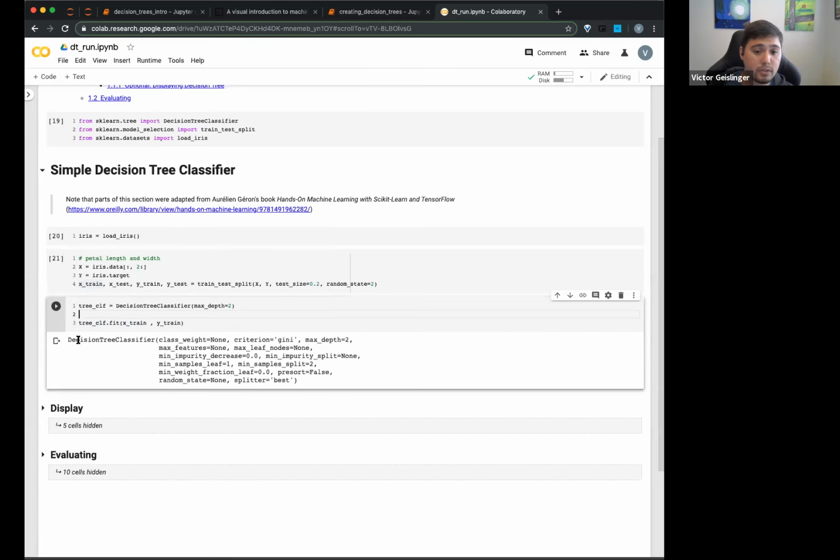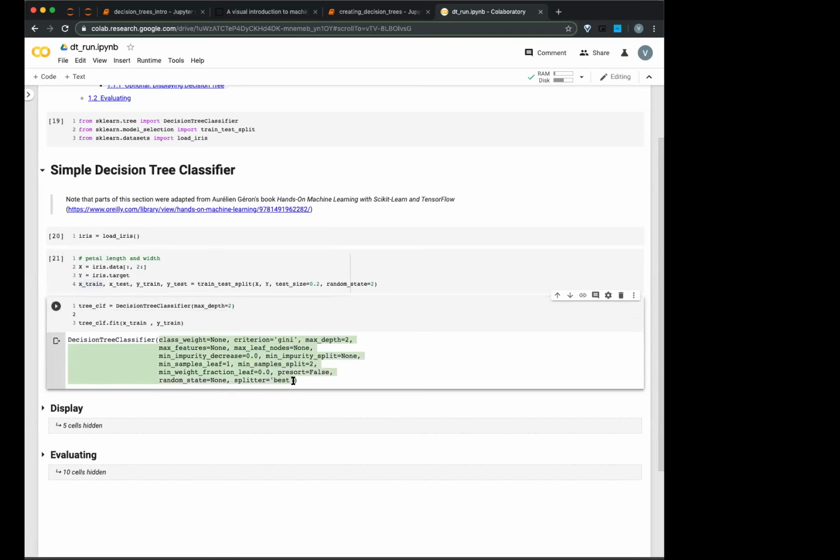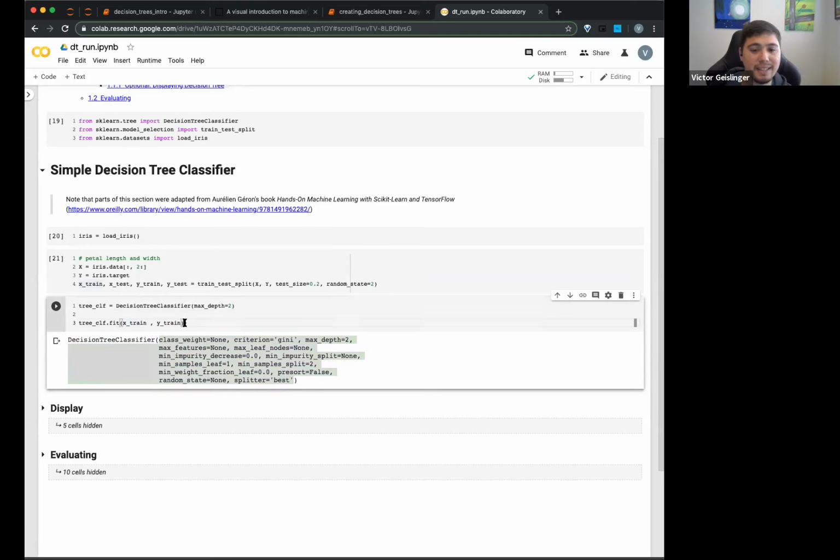So note that it also returns this tree DecisionTreeClassifier. If I have it print out... Hello, Harman? I'm sorry. Oh, okay.